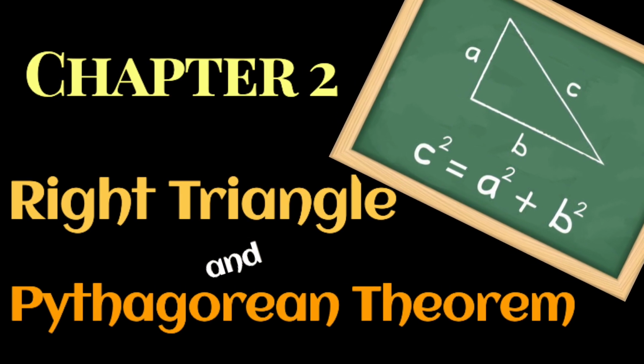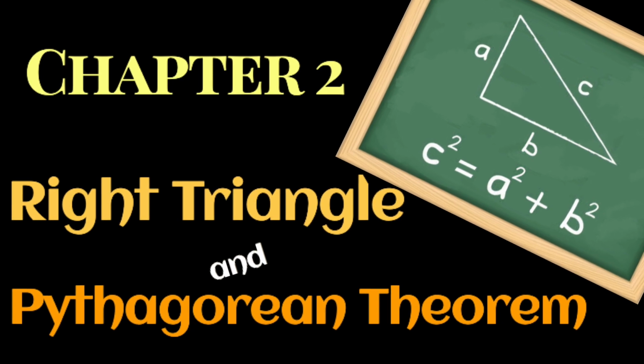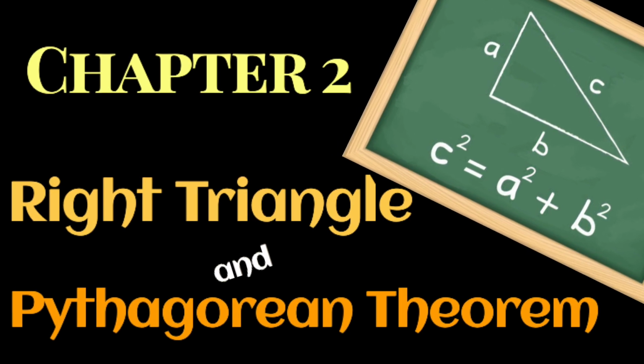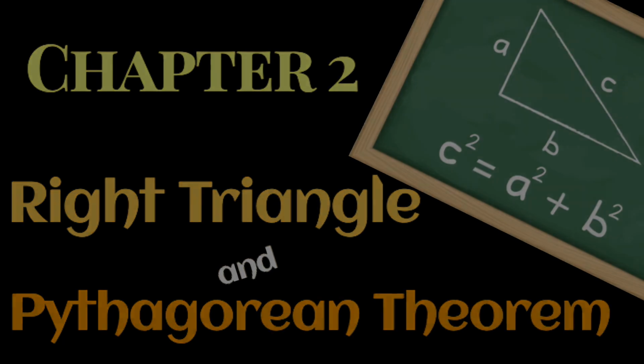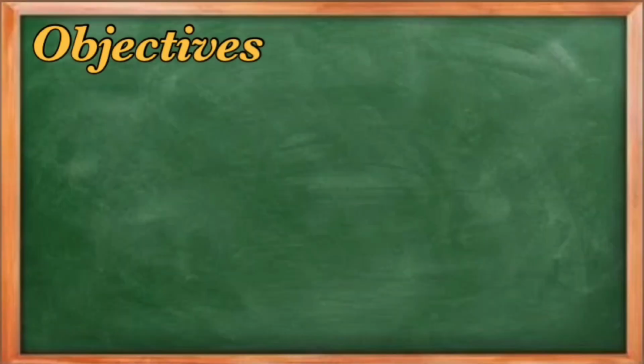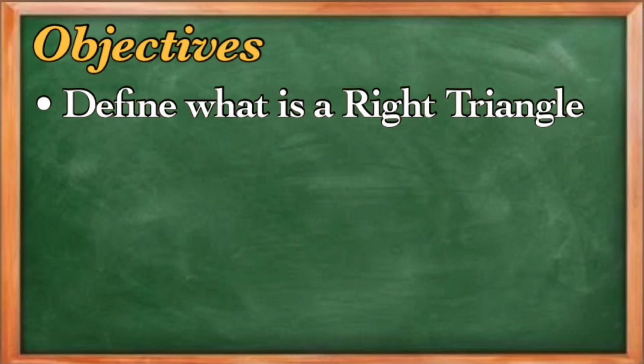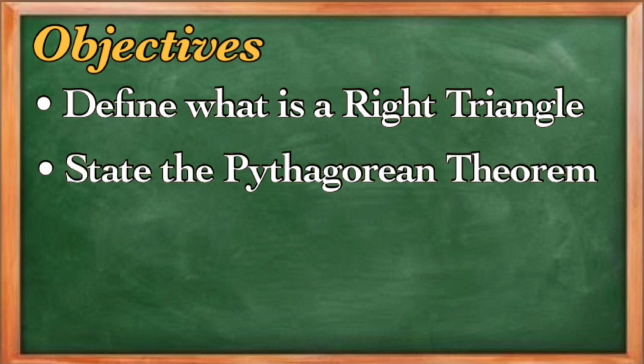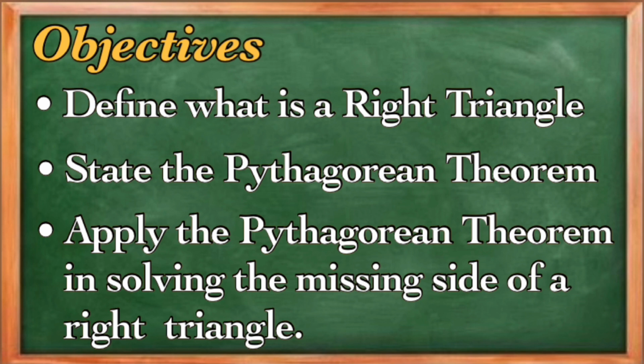In today's lesson, we're going to talk about chapter 2, which is right triangle and the Pythagorean theorem. Specifically, at the end of the lecture video, you are expected to define what is a right triangle, state the Pythagorean theorem, and apply the Pythagorean theorem in solving the missing side of a right triangle.